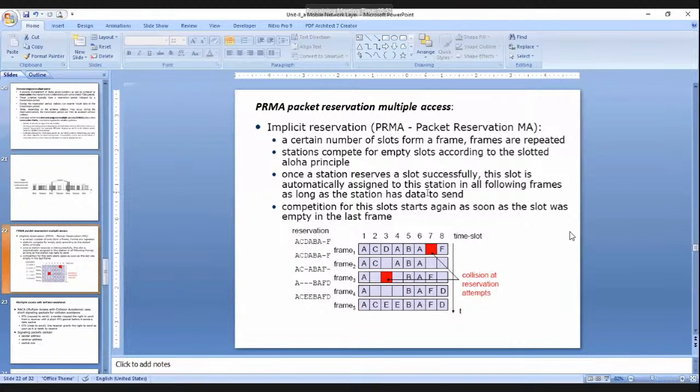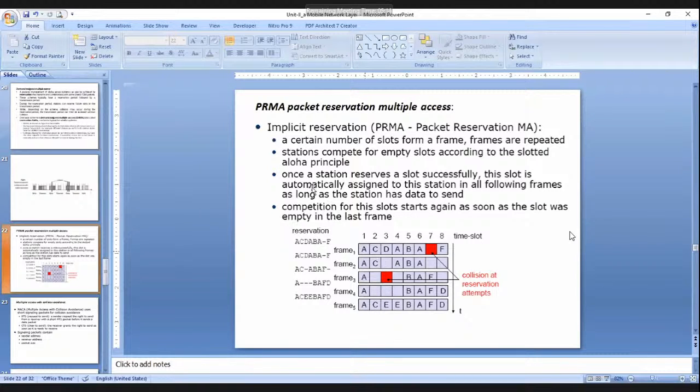From the same kind of idea, he just divided these individual time slots to make up a frame. So frames are repeated. You are using the same frame set according to the availability. What is the reservation you have chosen? A particular slot in the frame will be allocated. Stations compete for empty slots according to the slotted ALOHA principle. So if a slot is empty, then only you opt for reservation, right?